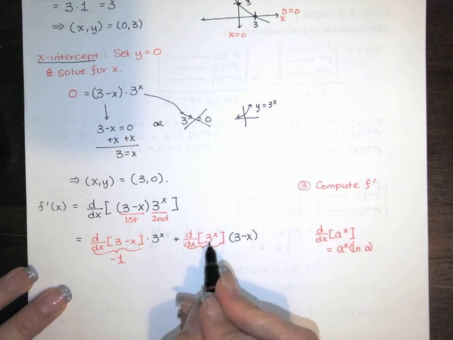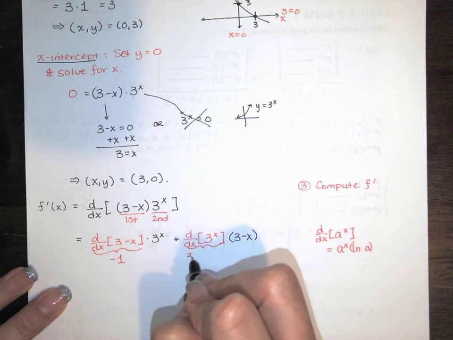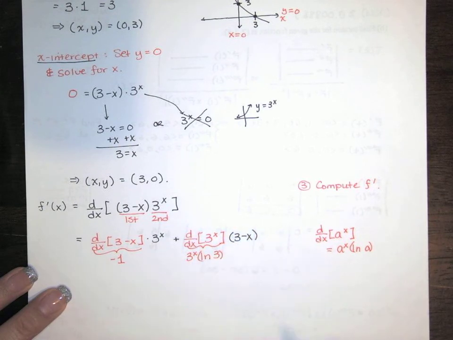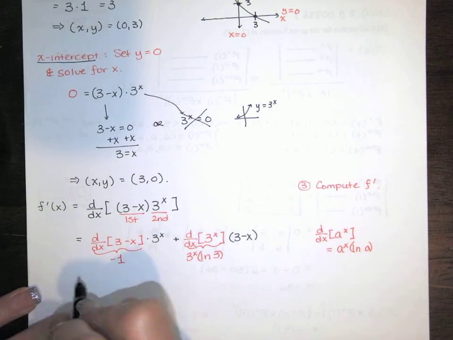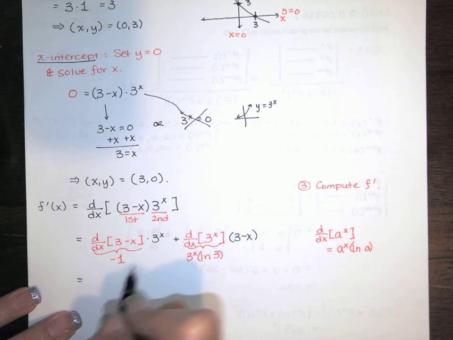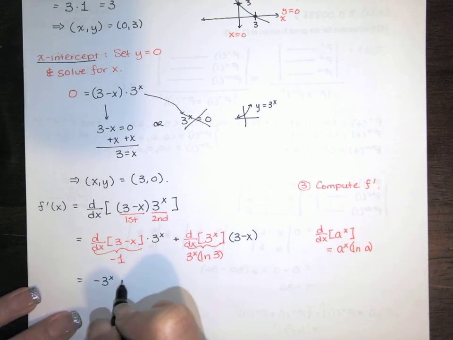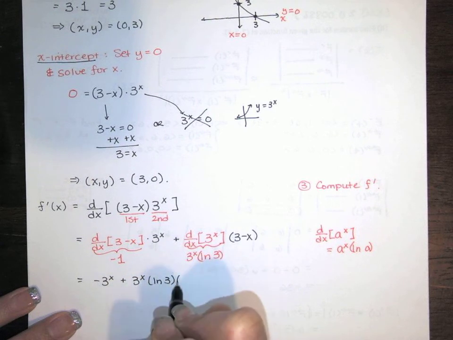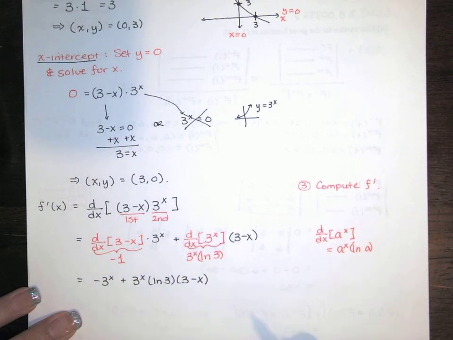So in our case, the base is 3, so we get 3 to the x times natural log of 3. And remember, 3 is a constant, so natural log of 3 is a constant. So this is our derivative. We have negative 1 times 3 to the x plus 3 to the x times natural log of 3 times the quantity 3 minus x.